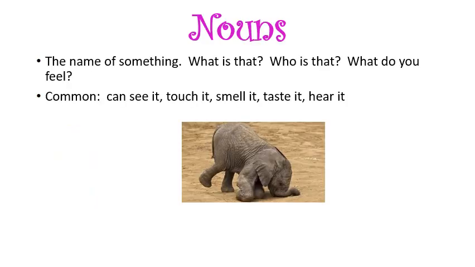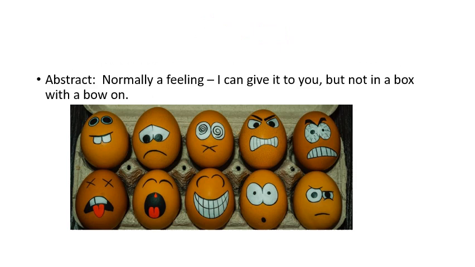When we look at nouns, it's the name of something. It's the answer to what is that? Who is that? What do you feel? What do you experience? What do you do? We find common nouns. You can normally see it, touch it, smell it, taste it, hear it, like elephant, desk, table, smartphone. We also find abstract nouns.